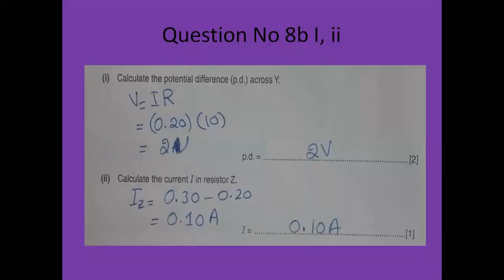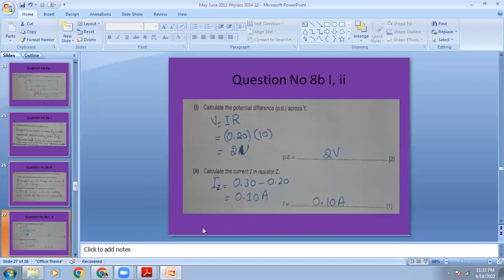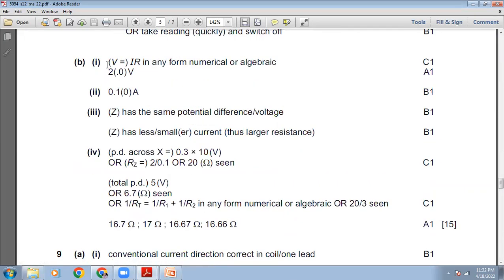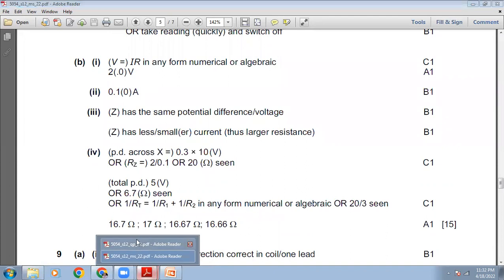So here we go. We know that V equals IR. So I is 0.20, multiply resistance 10 ohm, so it will be 2 volt. So the voltage drop across Y will be 2 volt. Okay, so let's check the marking scheme. It says 2 volts. So our answer is right.